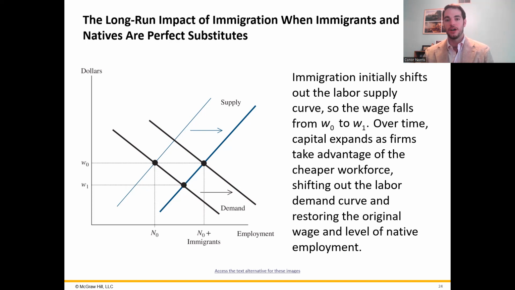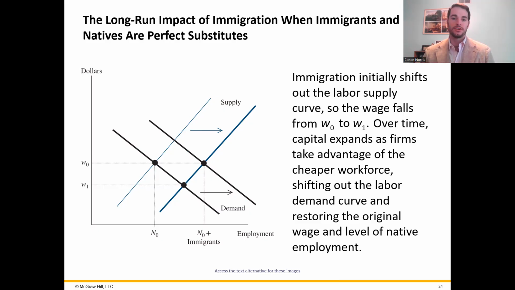Over time, this is going to help further expand their output, which will then shift their demand curve to the right for workers. They eventually want to hire even more workers, which, eventually over the long run can increase the equilibrium wage. So in the short run, it may have negative effects for native workers, but the increase in immigration could have positive effects in the long run.